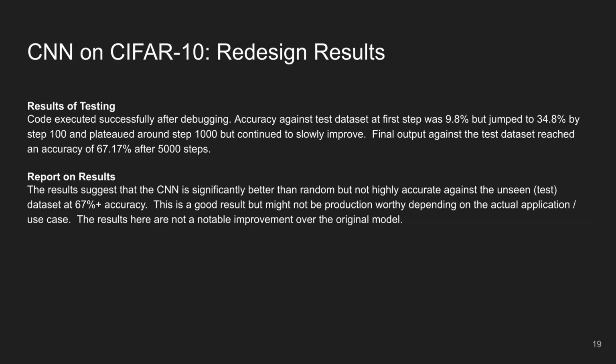This suggests that the CNN is significantly better than random, again, as stated before, with 10 different labels. A random allocation, we would expect it to be 10% accurate. We're getting much better than that. We're getting around 67%. But again, whether or not we would want to deploy this in production very much depends on the use case and the cost-benefit analysis, especially when considering inaccurate predictions.